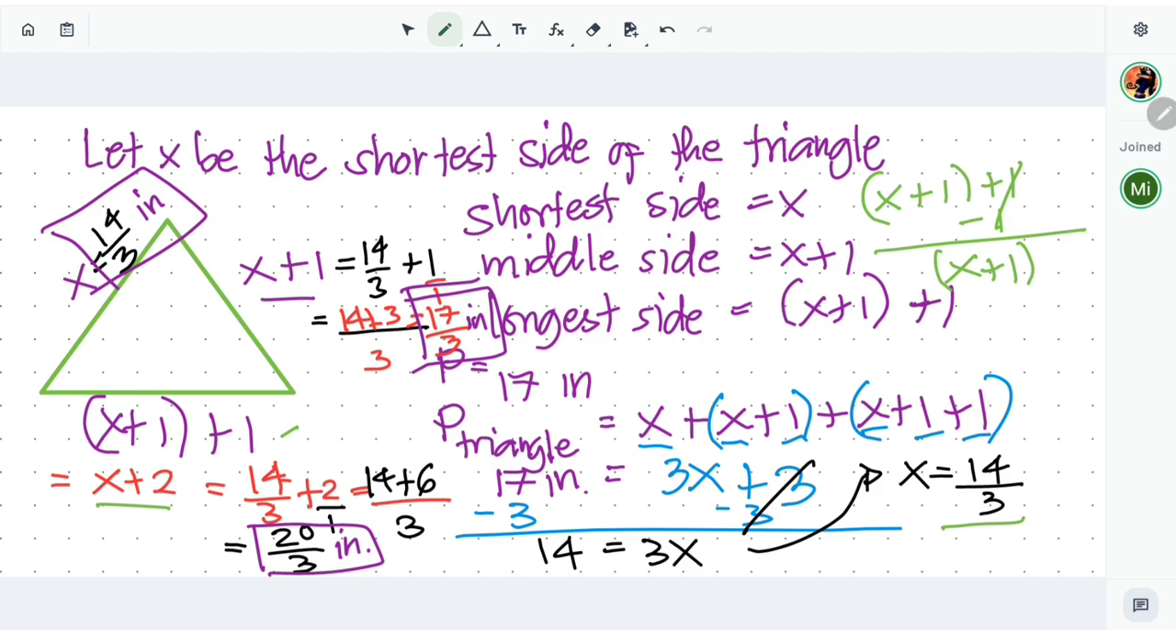Got that? Okay, so let's move on to the next problem. Oh, can you please clear the board? Go to the eraser icon and then clear all, erase all.